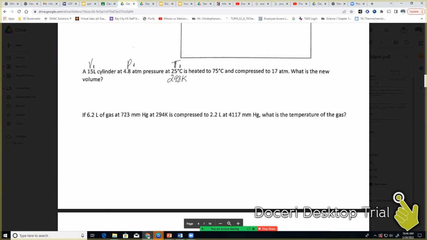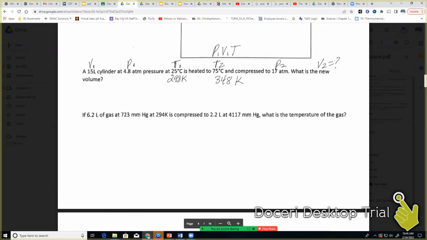All right, and then that is heated to 75 degrees Celsius. So that's what my temperature is changed to, and compressed to 17 atmospheres. So there is my P2. So what is the new volume? My V2 is my unknown. Once again, I'm going to take my 75 degrees Celsius and add 273, and that would give me 348K. All right, now I think we're ready to plug everything in.